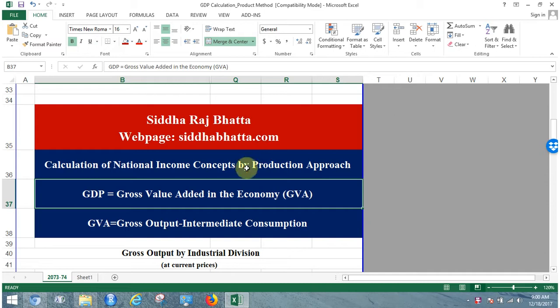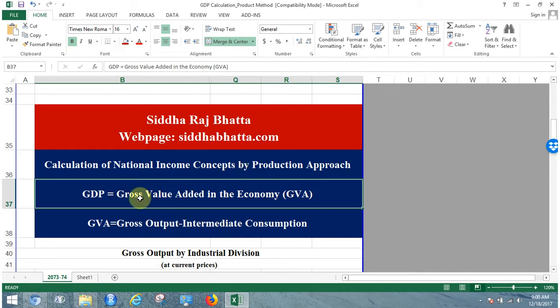Today I am going to talk about the product method of calculating gross domestic product in an economy. The gross domestic product, which is the sum total of the value of goods and services produced within the economy in a given period of time, can be measured by using three approaches. Among them, one of the most widely used approaches is the production approach. I will explain how GDP is calculated by using this approach in the context of Nepal.